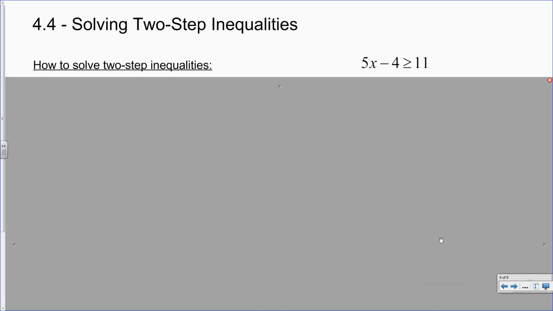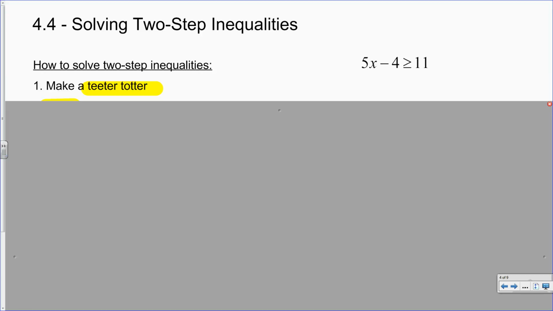Today we're going to look at notes for section 4.4, solving two-step inequalities. This is very similar to two-step equations. We're going to walk through the steps together. Step number 1 is to make a teeter-totter. So on my example right here, I will make a teeter-totter.